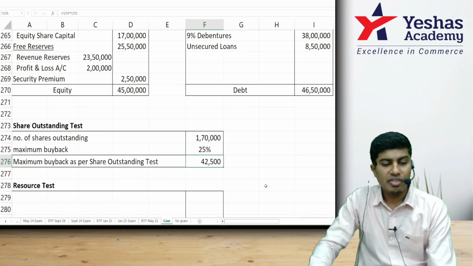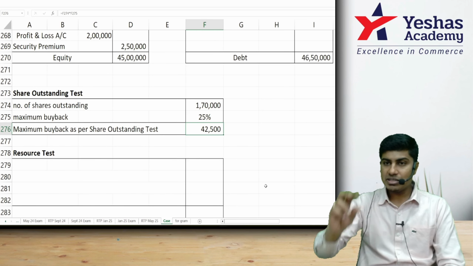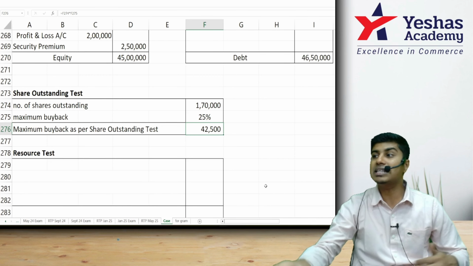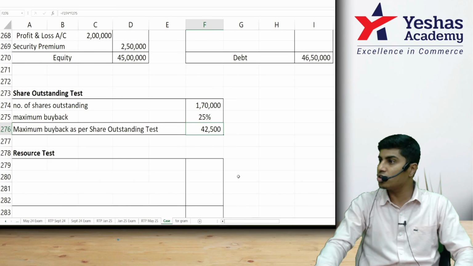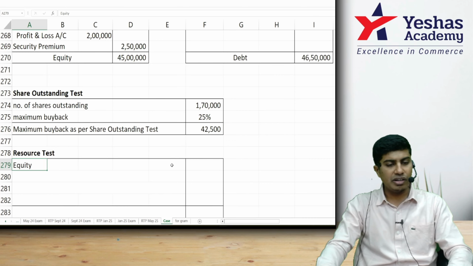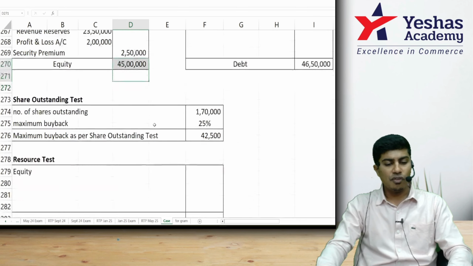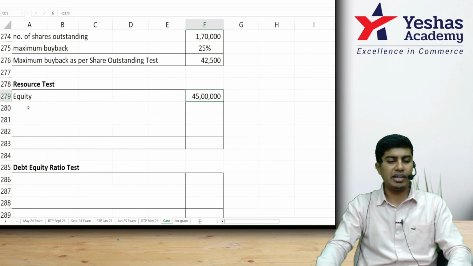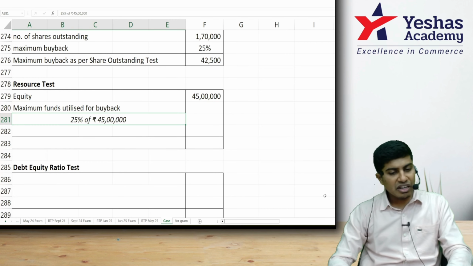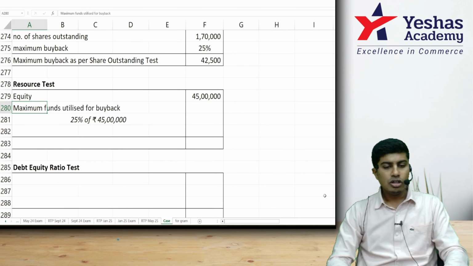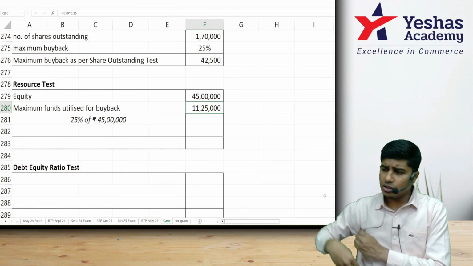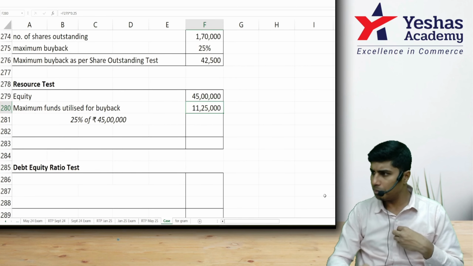Remember that? Then the next one is the resource test. Maximum resources utilized for the purpose of buyback cannot exceed 25% of paid up capital plus free reserves plus security premium. That is basically equity. Have we computed equity? Yeah. How much is it? 45 lakh. I'll write 45 lakh here. How much is the maximum funds that can be utilized for buyback? 25% of 45 lakh. 11 lakh 25,000 is the maximum money that can be used for buyback.